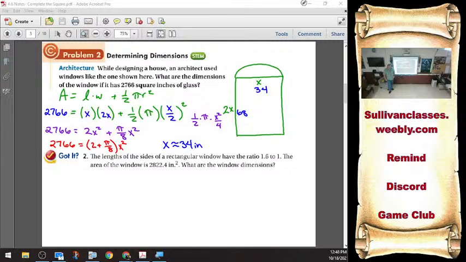Side lengths of a rectangular window have a ratio of 1.6 to 1. How do I set up that? Yeah. The last question asked for the dimensions. Is that a brownie point since we only wrote one? We have. Oh, sorry. Did we get one for them? Yeah, you did. I just didn't write it. Okay. Yes.